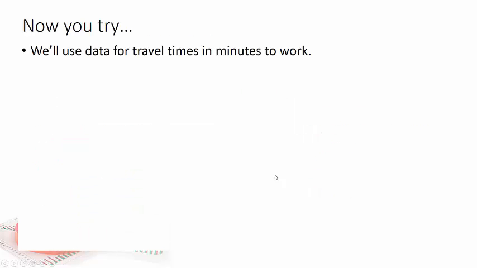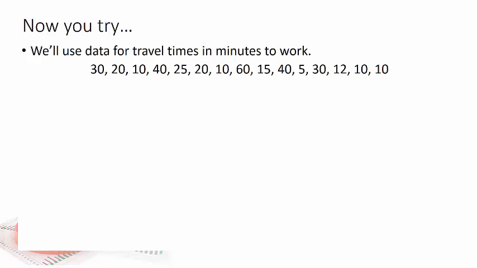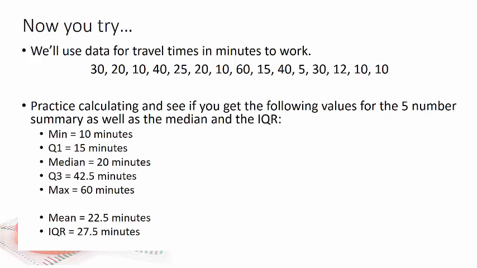So why don't you go ahead and practice. You're going to use data for travel times in minutes to work, and here's the data. It's also available on the web page. And practice calculating to see if you can get the following for the 5-number summary. Min and max should be pretty easy. Get the median, the lower quartile, and the upper quartile. And go ahead and see if you can calculate the mean, oops, that should say mean, and the IQR.